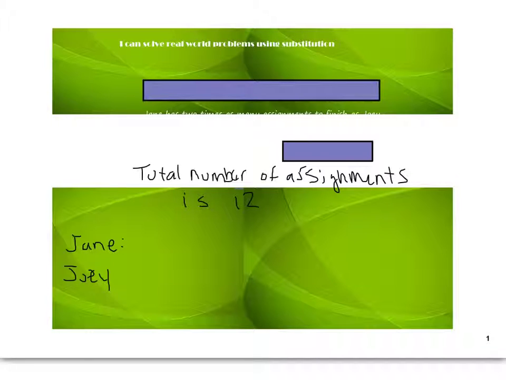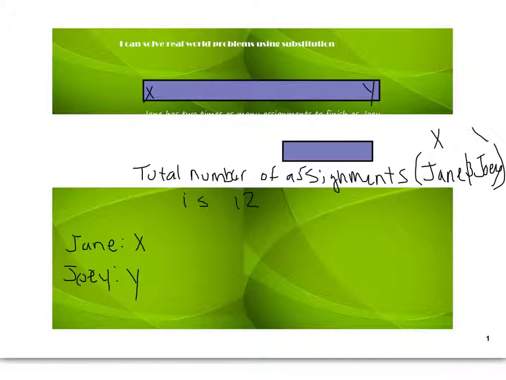And since those are the things that we want to know, those are the things that we are going to assign variables. So I'm going to say Jane is X and Joey is Y. So whenever it says Jane, I'm going to put an X above it. Jane has 2 times as many assignments to finish as Joey. So I'm going to put a Y above him. The total number of assignments, which means Jane and Joey, is 12. So an X for Jane and a Y for Joey.